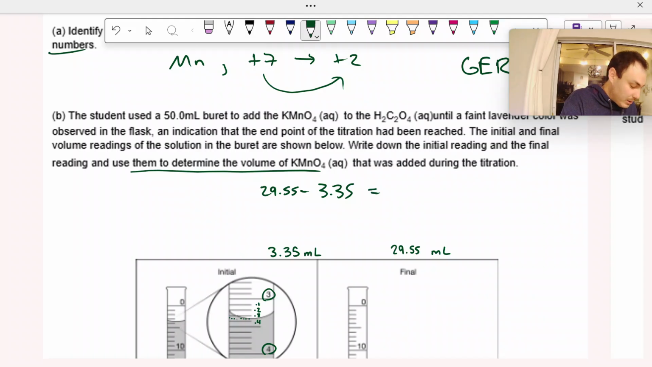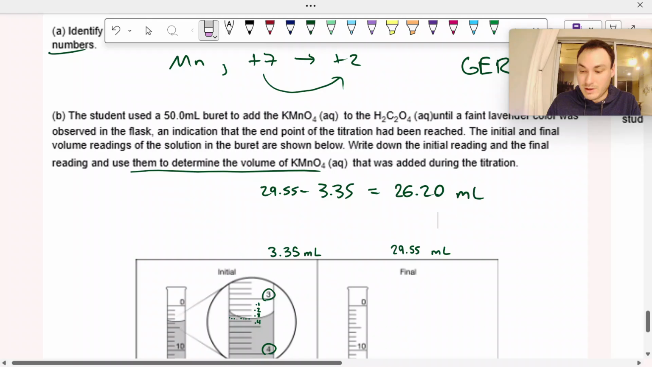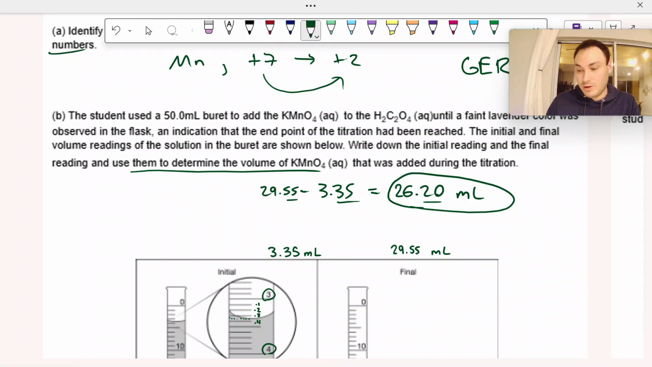29.55 minus 3.35, is 26.20 milliliters. Significant figures are checked for this one. We have to keep that 0.0 because that's the sig fig rules for addition and subtraction. If both of these are to the 100th, we keep our digit to the 100th for addition and subtraction.